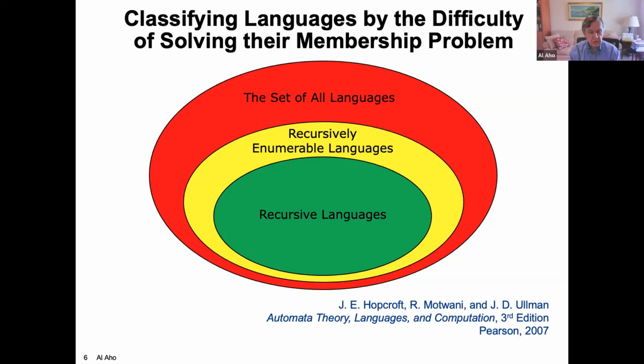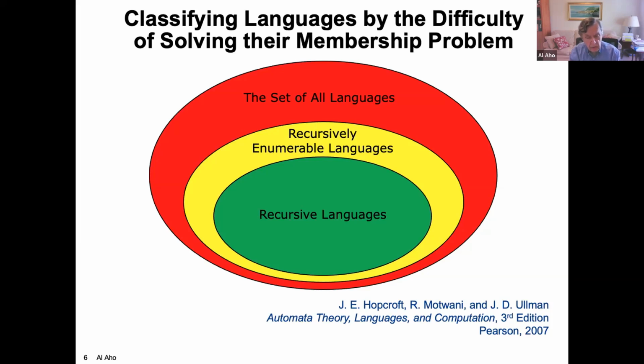We can prove that there exist languages for which the membership problem is so difficult that the language cannot be recognized by any Turing machine. That is to say, given one of these languages, there is no Turing machine that can determine whether a given string is in that language. We call such languages non-recursively enumerable languages.